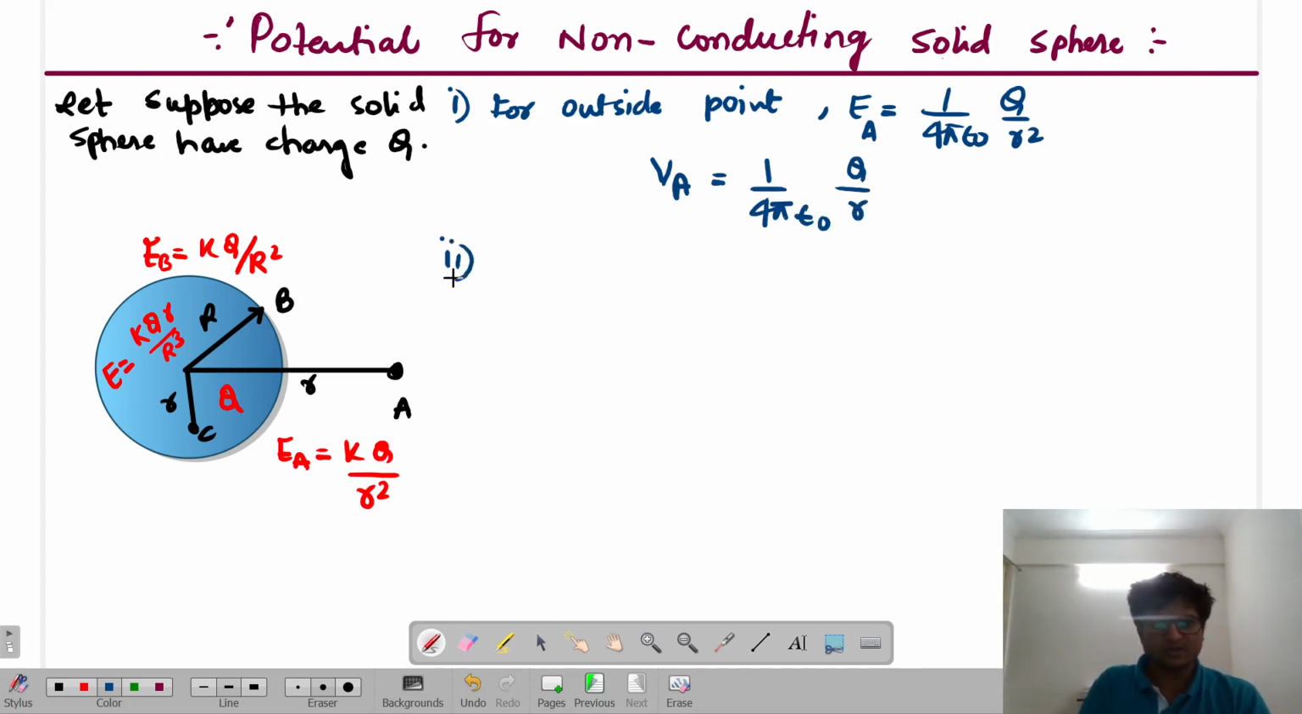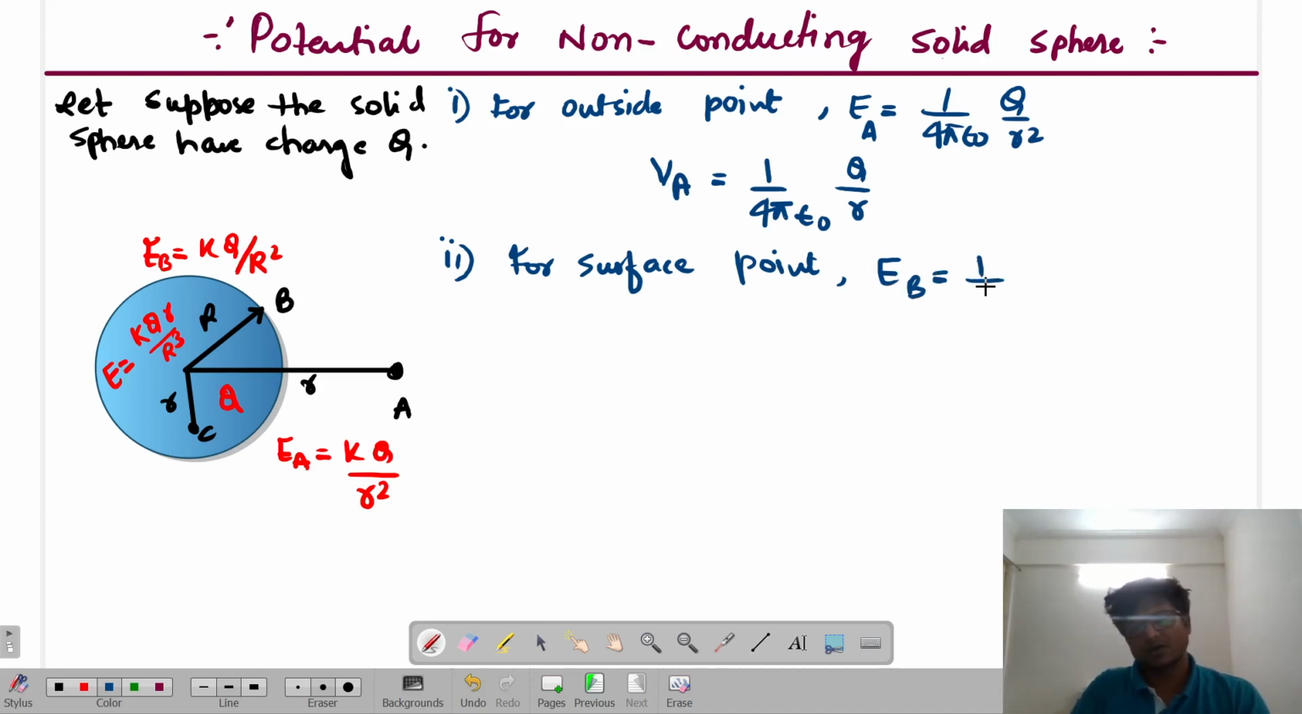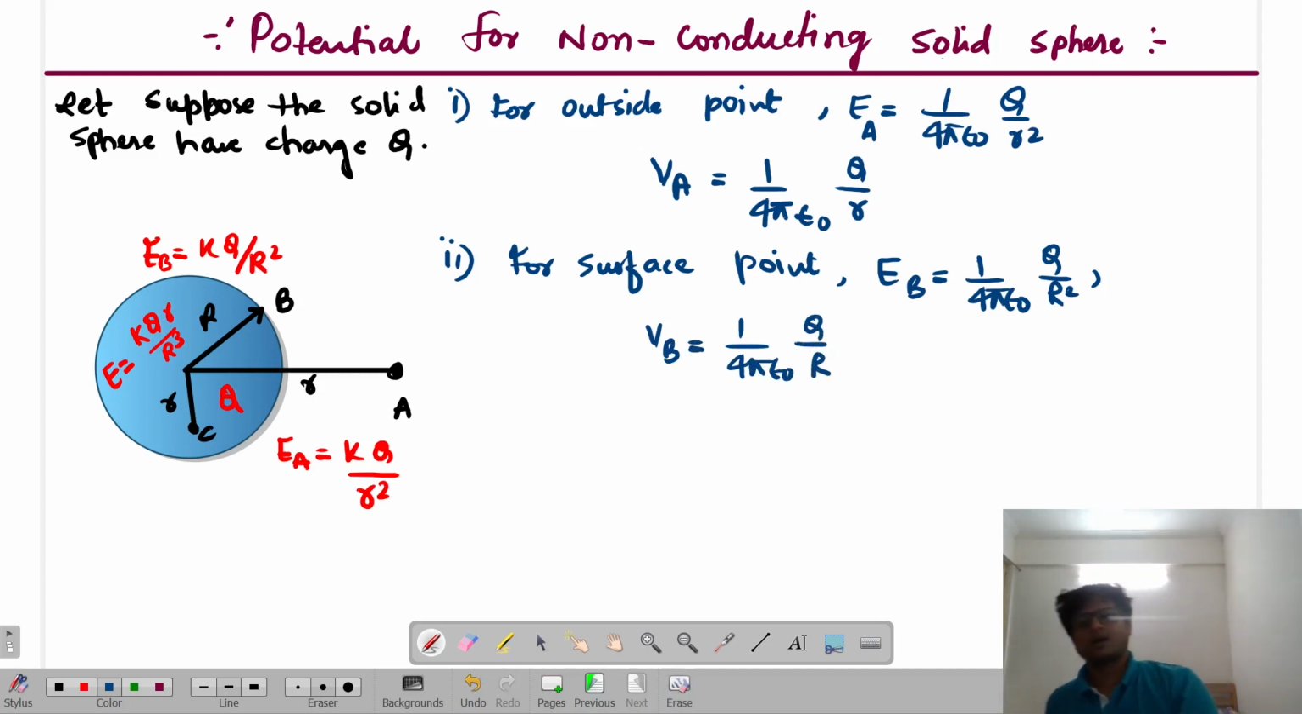Similarly, for a surface point, the electric field at the surface is given as 1 by 4 pi epsilon naught q by capital R square. So the potential over there also will be the same. Yes. Are you able to get me?